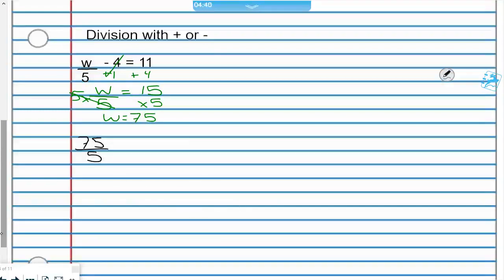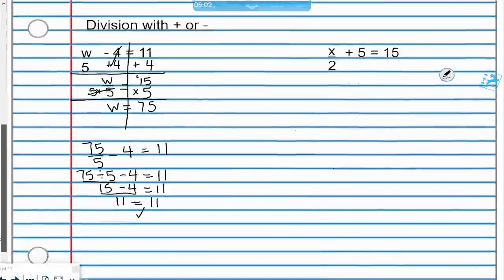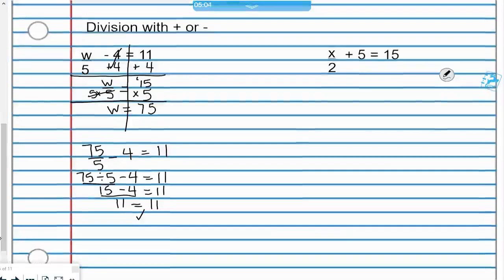75 divided by 5 minus 4 equals 11. So 75 divided by 5, well, we just did it right here. We know that is 15, minus 4 equals 11. 15 minus 4 is 11. If 11 equals 11, we've got it. Here we have x divided by 2 plus 5 equals 15.